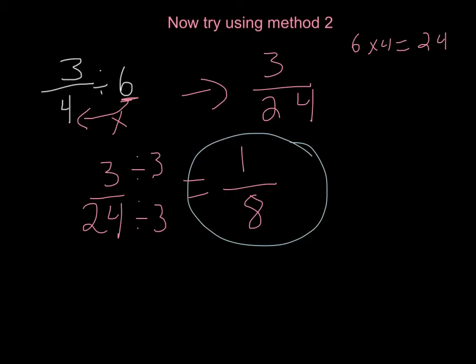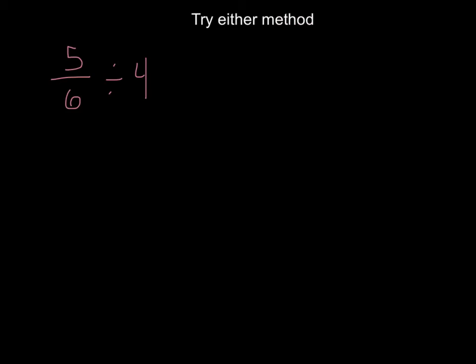Well, let's try one last question before we are done for today. With this one, I'm allowing you to try either. If you want to do method 1, great, or method 2, doesn't matter. Pick whatever method will work best for you. But you're going to try to tackle 5 over 6 divided by 4. So again, you can pause it here and unpause it when you're ready to check out the answer.